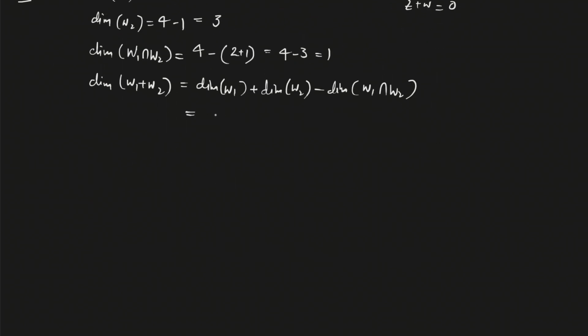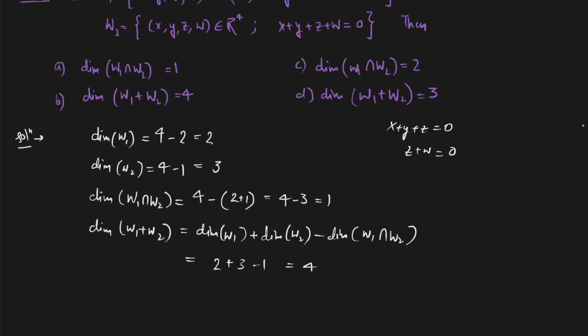So this is 2, this is 3, and this is 1. So the dimension of W1 plus W2 is 4. So therefore option A and C are correct. Option A and B are correct. All right, option A and B are correct.